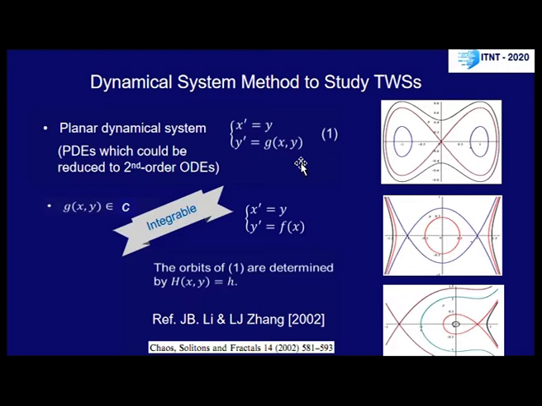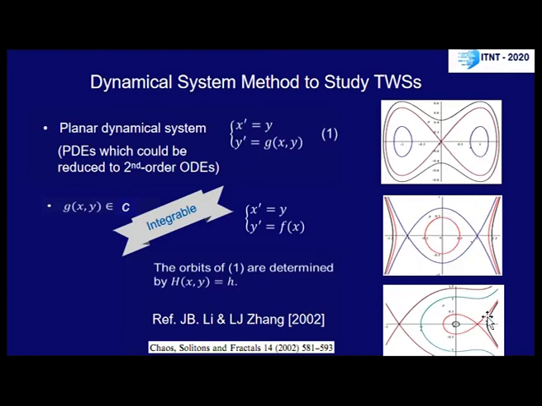First, let's consider the case when g is a continuous function. A simpler subcase is that it is an integrable system, like g is a function of x only, that means g only involves x. The orbits of equation 1 are determined by its Hamiltonian. In 2002, we studied a generalized CP equation and obtained the bifurcation and phase portrait, which are shown here.